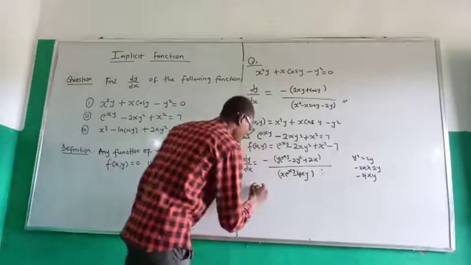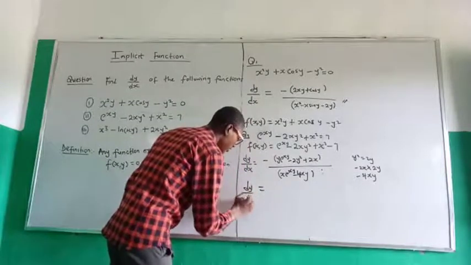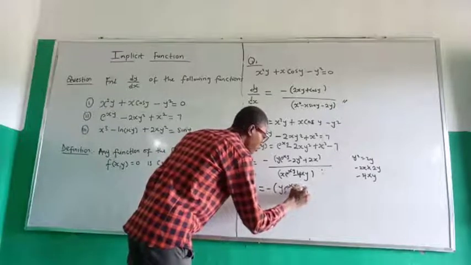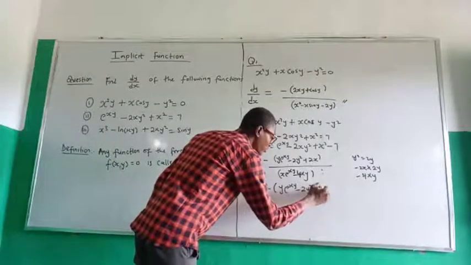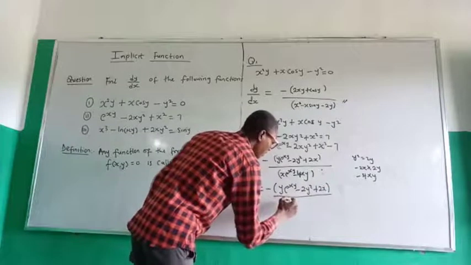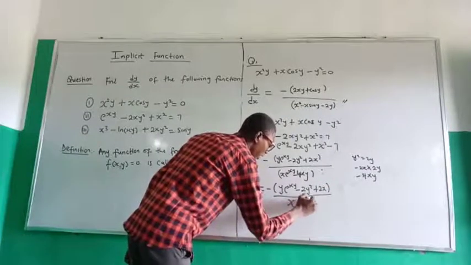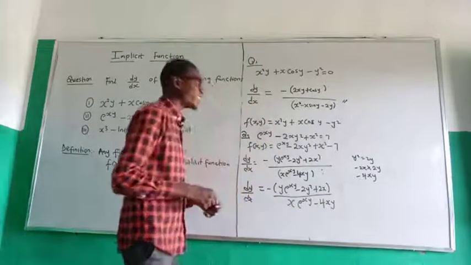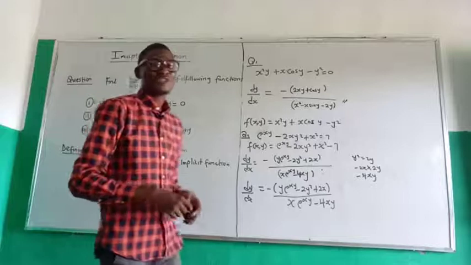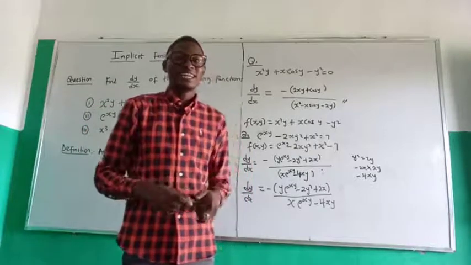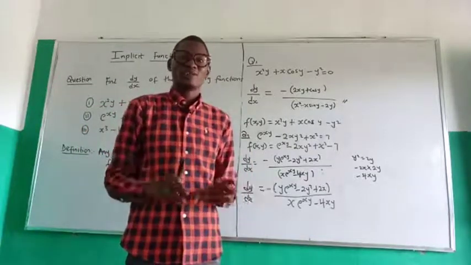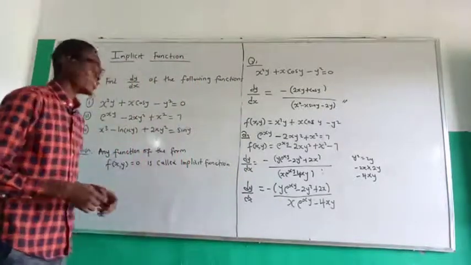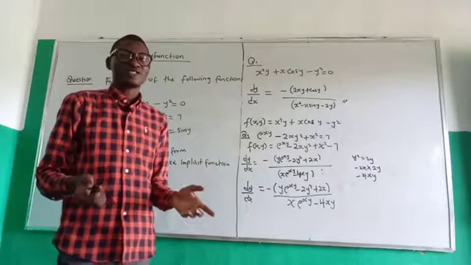So the dy/dx is minus y exponential xy minus 2y squared plus 2x, then divide by x exponential xy minus 4xy. And that's the final answer to the second question. I'm sure you understand how to solve implicit functions without any stress. So you can just solve the last question on your own. I'm sure you can solve that now.